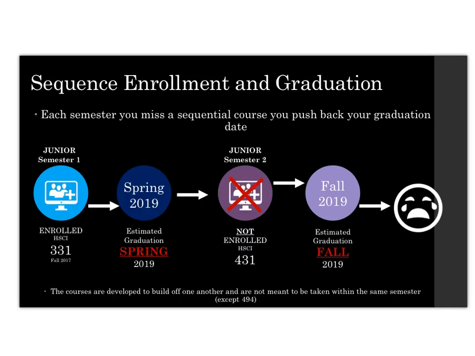Let's say you're enrolled in 331 in fall 18, just like you are right now. And then next semester, you do not enroll in 431. That means that instead of having a spring graduation, you would now be pushed back one semester and be planning for a fall graduation. So taking the classes in order will be really important, and making sure that you're following the sequence from semester to semester is really important.